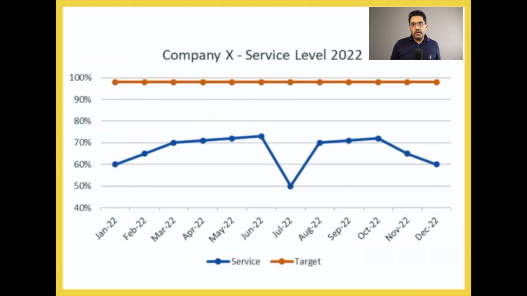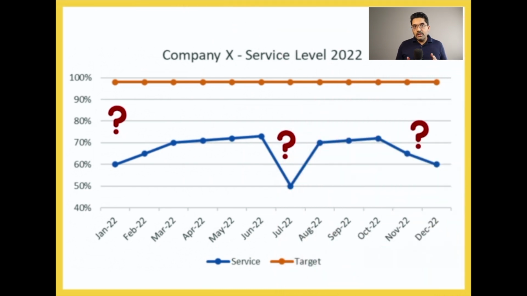Now, this chart is showing us that our service kind of improved in January, February, March. Then there was a big dip in July. And then the service started getting worse in October, November, December again. The key questions a critical thinker needs to ask when he or she looks at this data is, why is the service improving in January, February, March? Why do you have a dip in July? And why is the service going down in October, November, December?